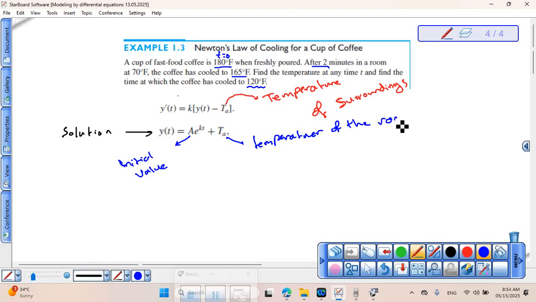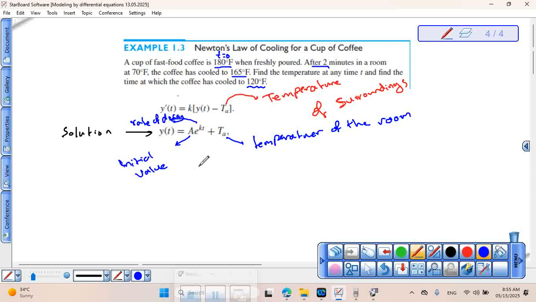K is the rate of decay or growth. Here, from 180 to 165 degrees, that means K should be negative, not positive, because the temperature is decreasing. K is the rate of decay. T is time. Everything is ready now.